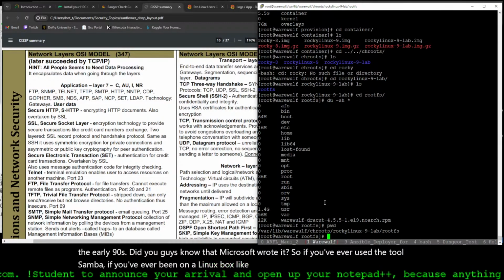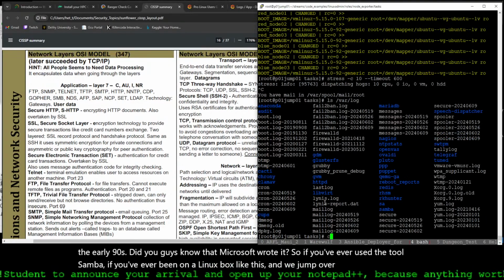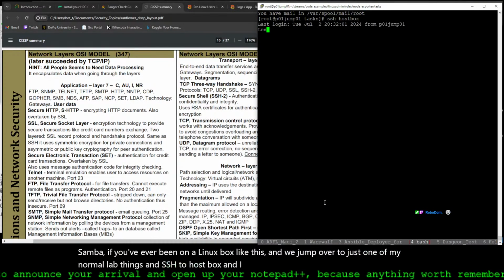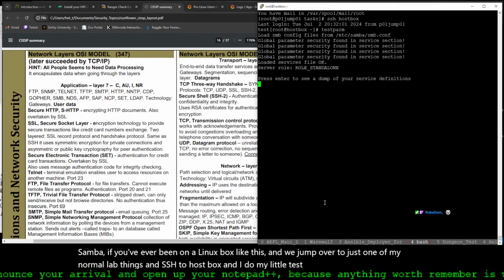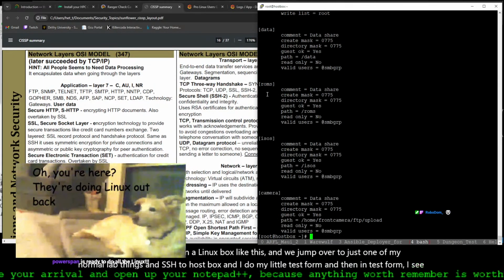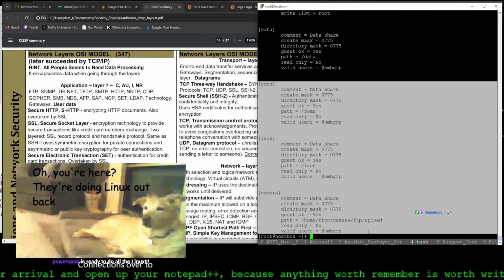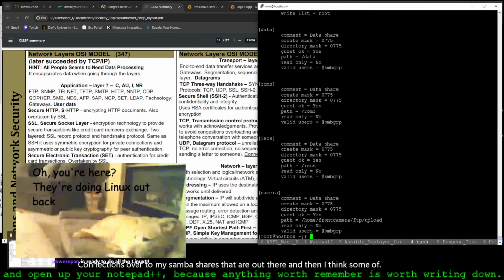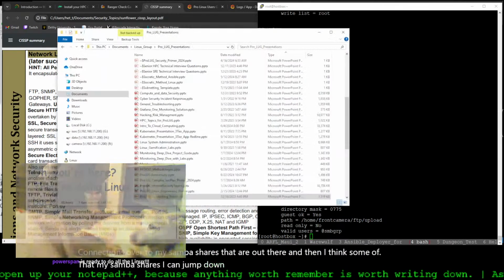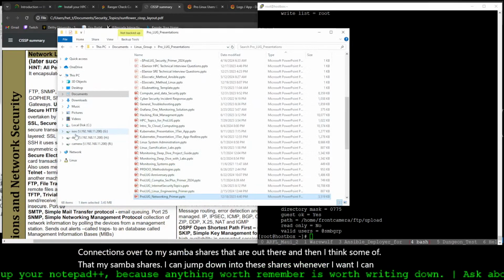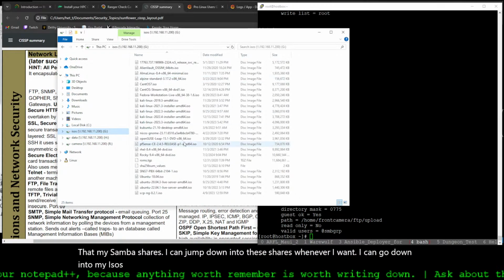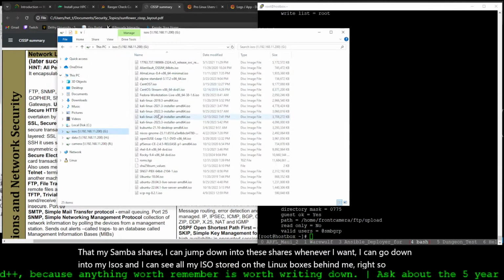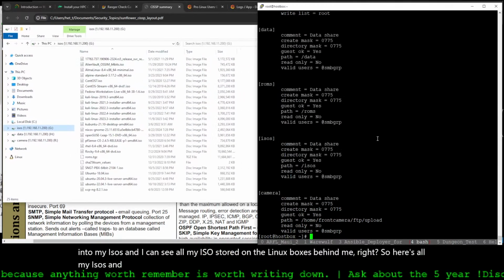So if you've ever used the tool Samba, if you've ever been on a Linux box like this, and we jump over to just one of my normal lab things in SSH to hostbox, and I do my little testparm, and then in testparm I see my connections over to my Samba shares that are out there. I can jump down into these shares whenever I want. I can go down into my ISOs, and I can see all my ISOs stored on the Linux boxes behind me, right? So here's all my ISOs, and then this Samba share that I can connect in.